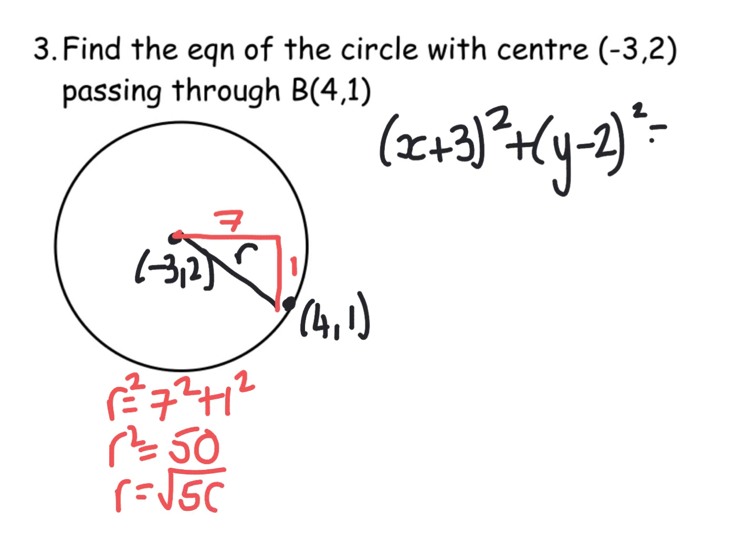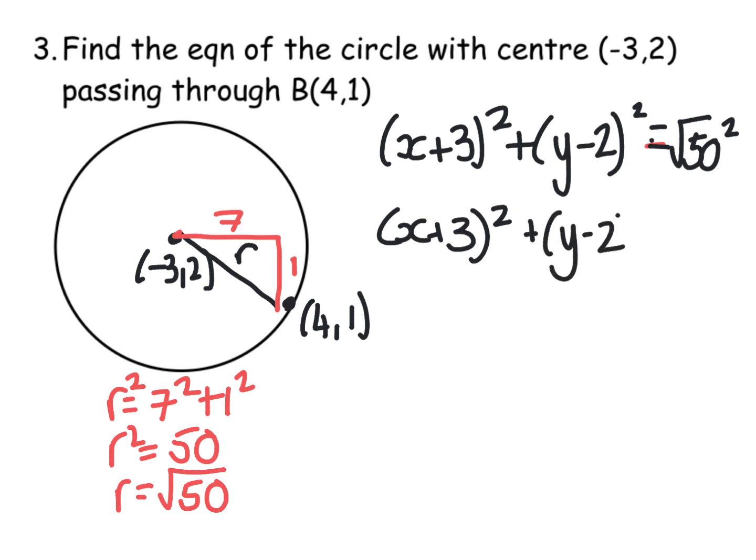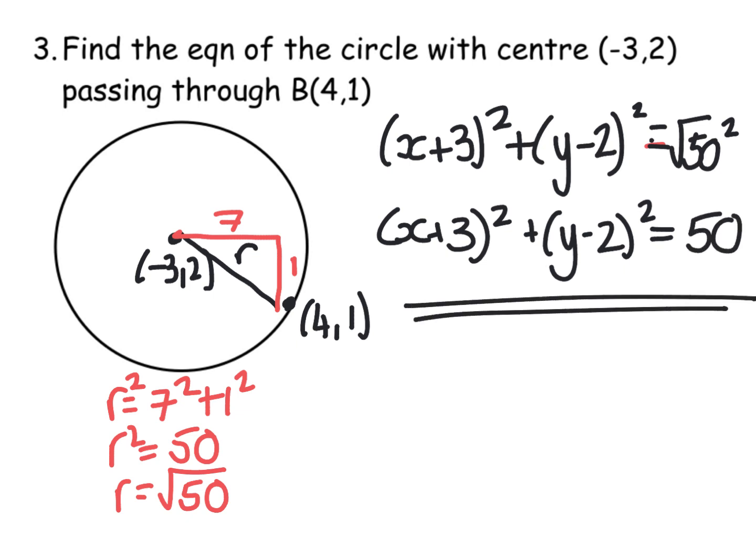We actually just did one like this. I'm going to leave it as root 50 just now, because when I sub this in over here, I'm going to write this as root 50 squared. And then obviously when you square it, the root cancels out. So the final equation is x plus 3 all squared plus y minus 2 all squared equals root 50 squared, which just gives you 50. So that is the equation of that circle. So the distance formula will come into play, which is essentially just a wee bit of Pythagoras.